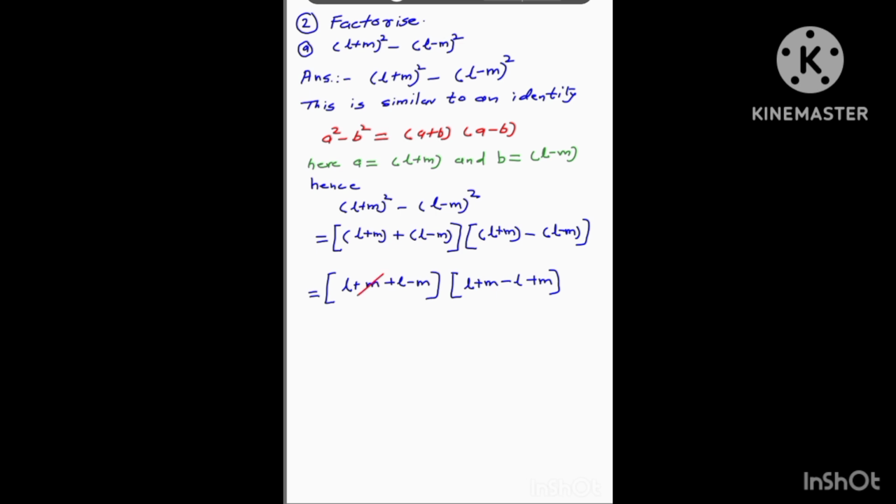Look at it. Now cancel. m cancels with this m, and l cancels in the second bracket, this with this, plus minus. So that is equal to 2l and 2m, so that will be 2 into 2, 4lm. That is your answer. Very simple. Go through, solve some similar problems.